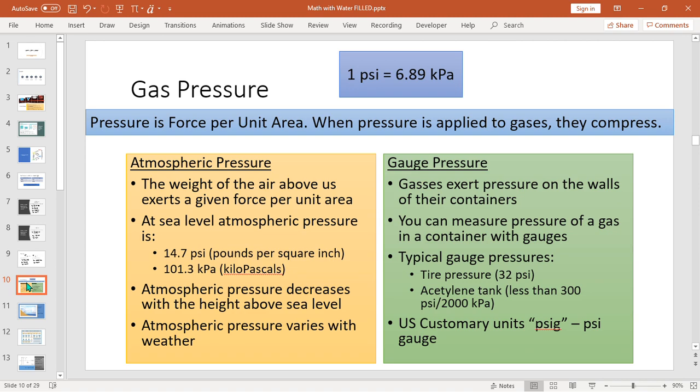Okay, when you take a gauge pressure, you are measuring the pressure of a gas within a container that it is pushing out on the walls of. So that's the most common one that you'd probably think of, when you take your tire pressure. That's a pressure inside the tire. Or if you're using gases for welding or something, then you have pressures in those tanks and you release them at a certain pressure. If you see PSIG, that just means pounds per square inch gauge. So that's just a way of recognizing that it's talking about the gauge pressure.